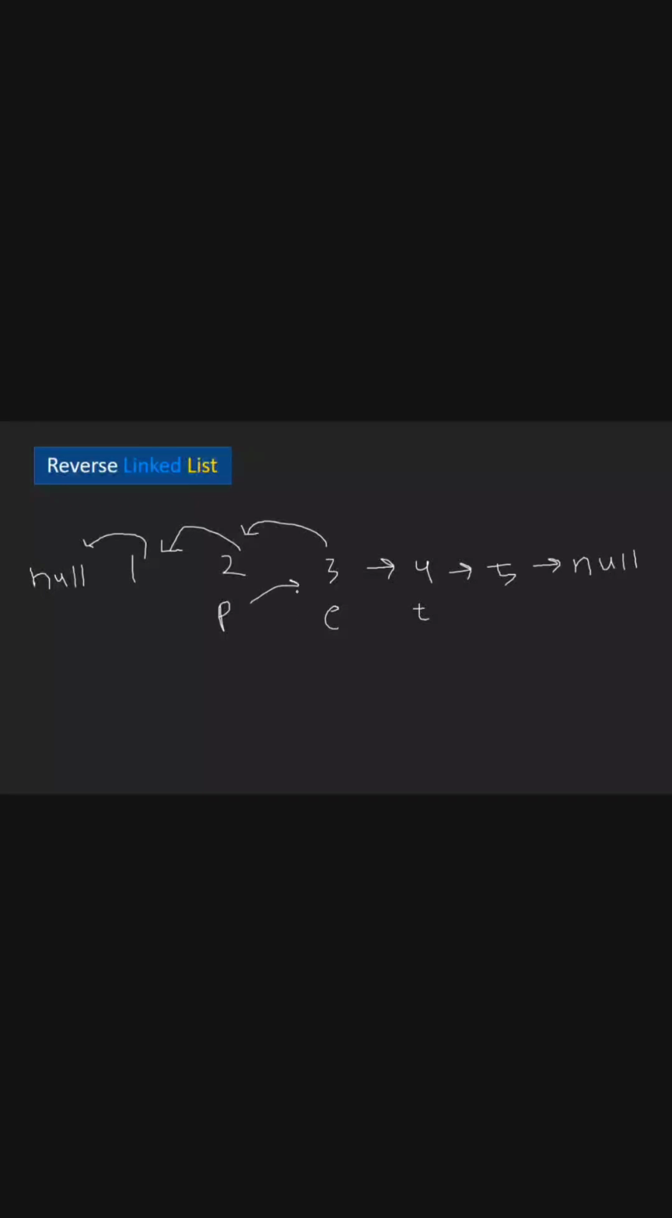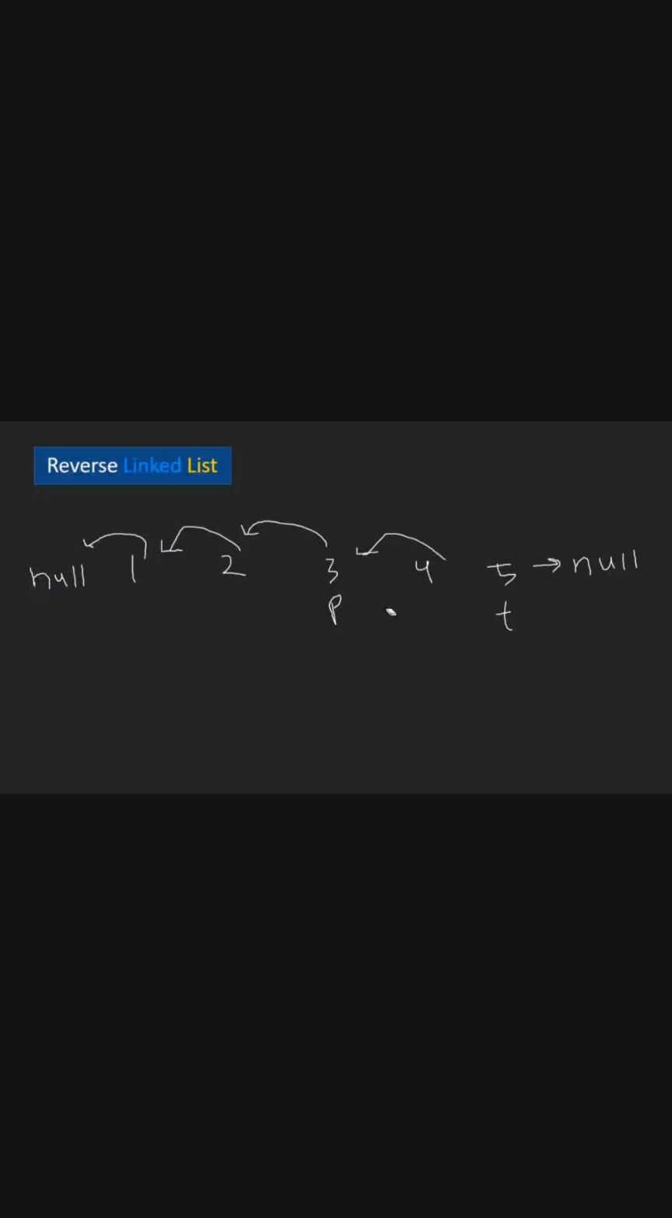Now let's move prep to current and current to temp. So the prep pointer will point to this node and the current pointer will point to this node. Since we have connected 3 to 2, this link will be disconnected. Now let's keep track of the next using temp. So temp will point here. Now let's disconnect this and connect it to prep.